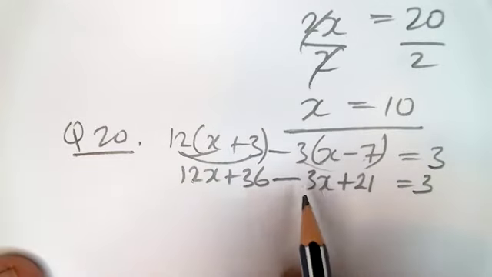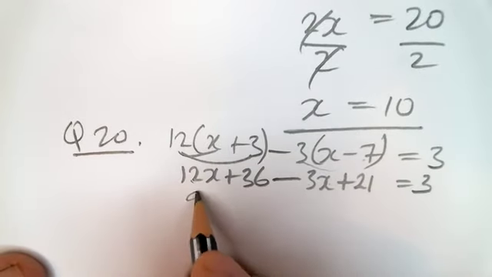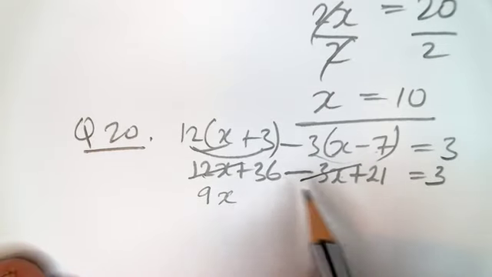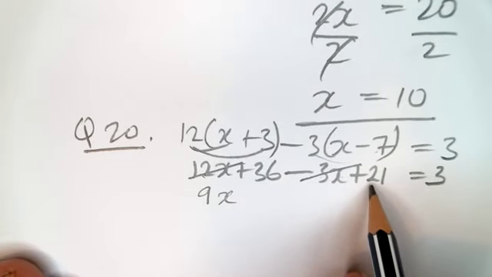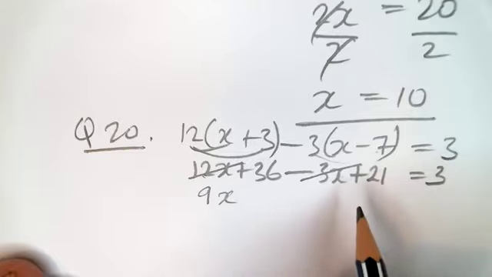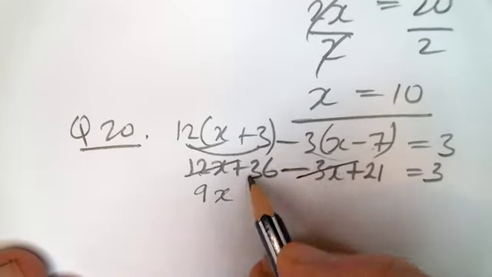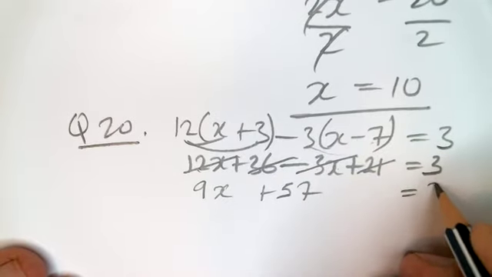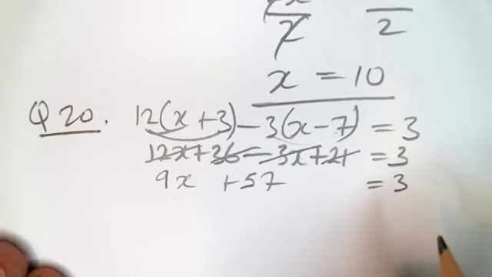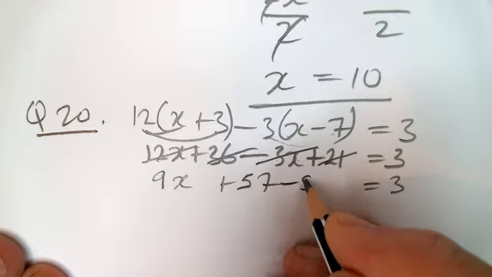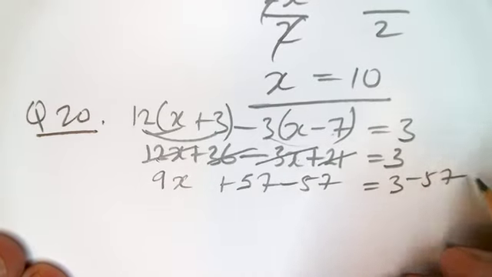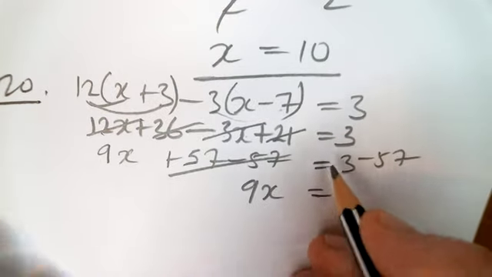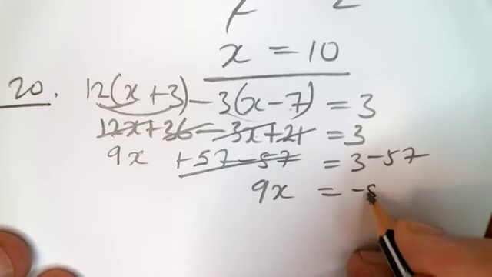Before I even do that, I can actually just add and subtract a whole bunch. So I've got a 12x and a negative 3x, which is going to be a 9x. I've got a 36 and a 21. Well, 36 and 21 is 57. So that's plus 57 is equal to 3. So I'm actually going to go ahead and subtract 57 from both sides. So 9x is equal to, well, 3 minus 57 is negative 54.